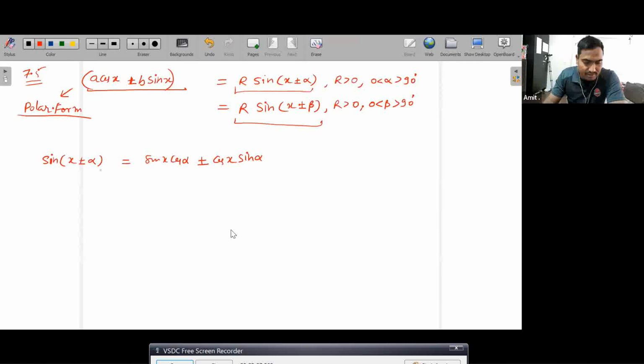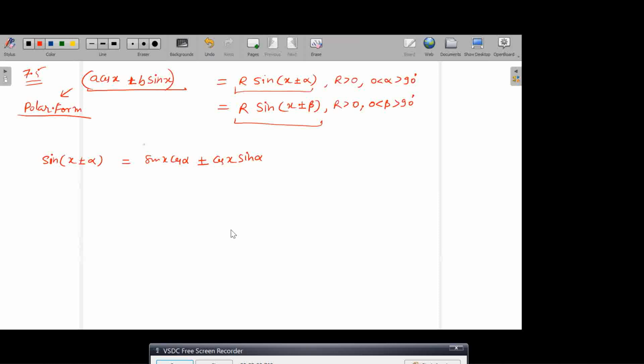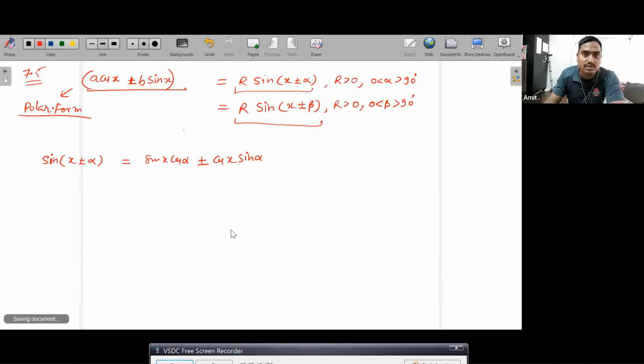Let us take an example. If we have this expression, actually I have to write that a cos x plus minus b sin x is equal to r times the bracket. If you open this bracket, what does it become? sin x cos alpha plus minus cos x sin alpha.